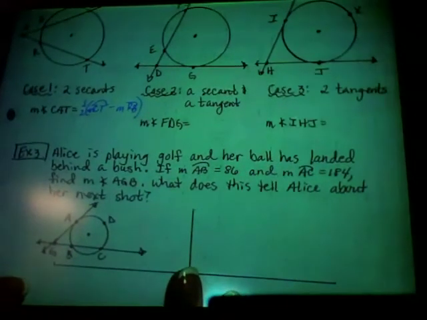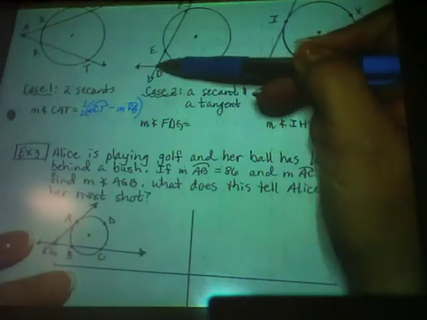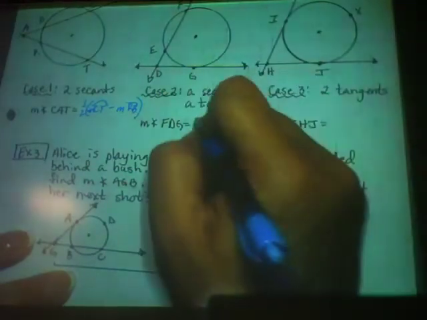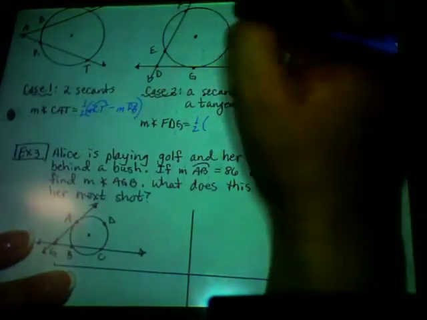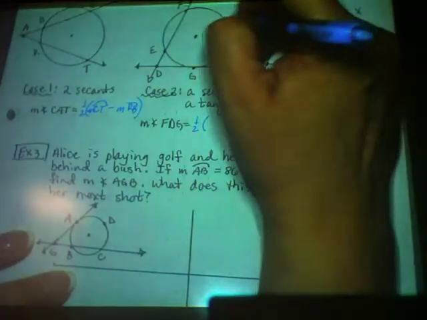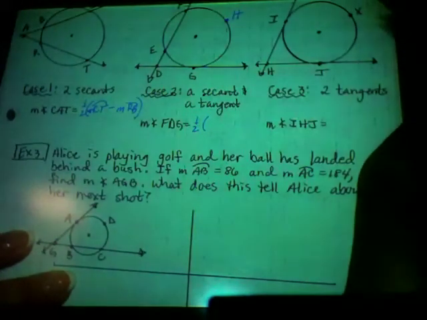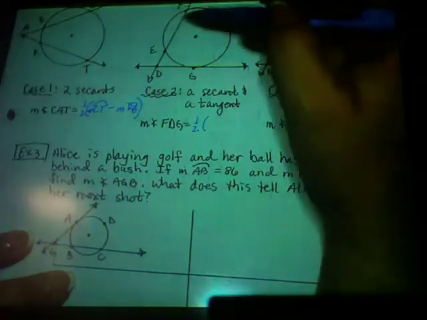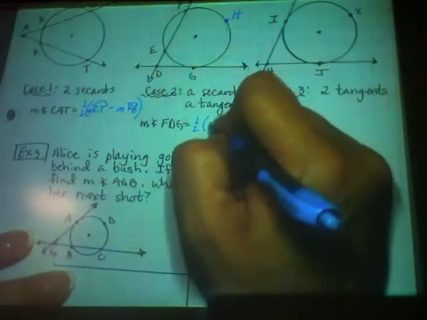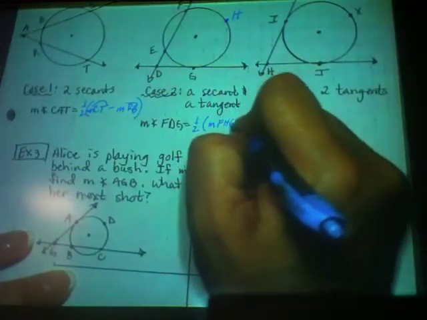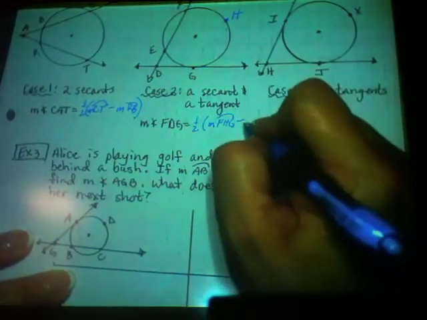And then for case 2, we're finding this angle here, FDG, and we're going to take half of, what's the bigger arc? We're going to put an H here. Why? This is a major arc. So we're going to take the arc FHG and subtract from that the smaller arc of EG.